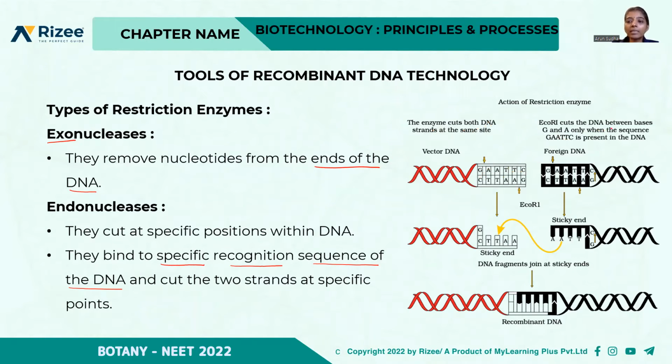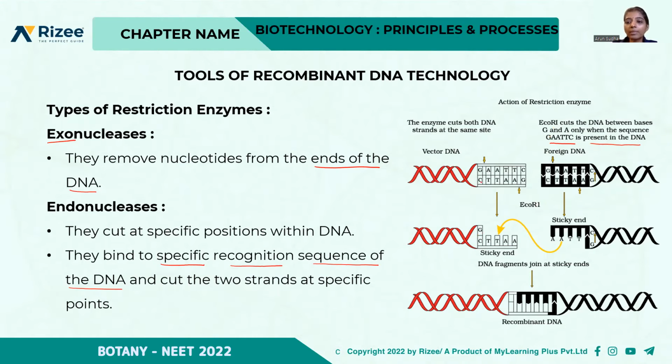EcoR1 cuts the DNA between bases G and A only when the sequence GAATTC is present in the DNA. So wherever the sequence GAATTC is present, EcoR1 recognizes that particular sequence and cuts the DNA between G and A. Okay, so this is the result of the action of EcoR1.